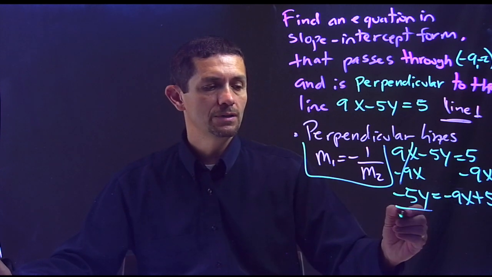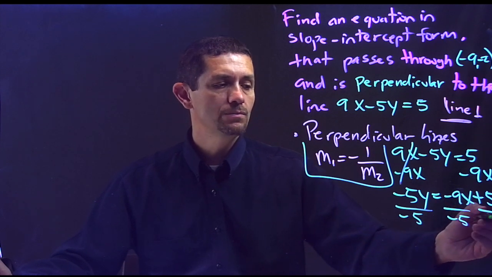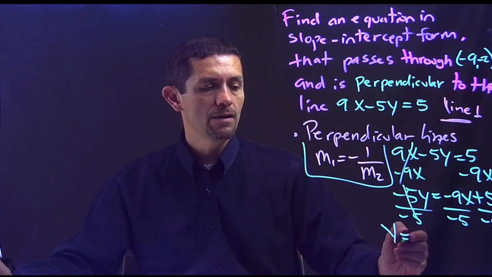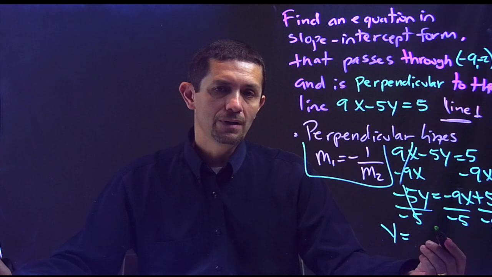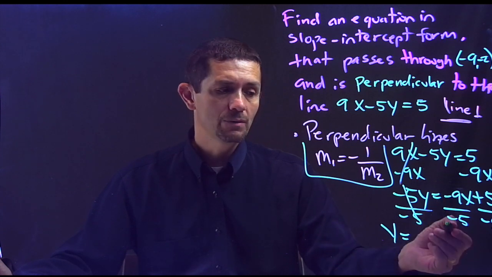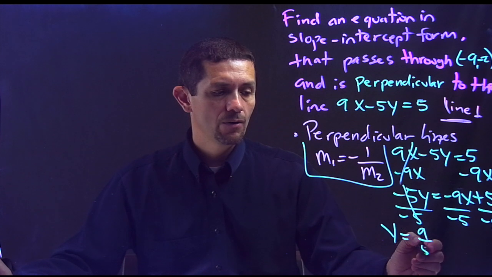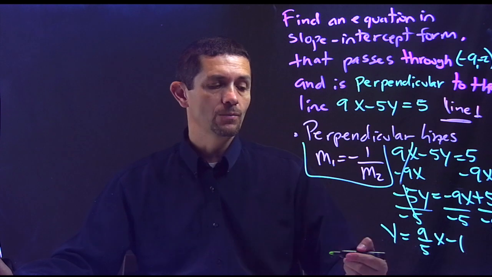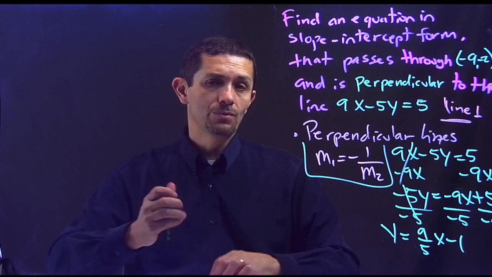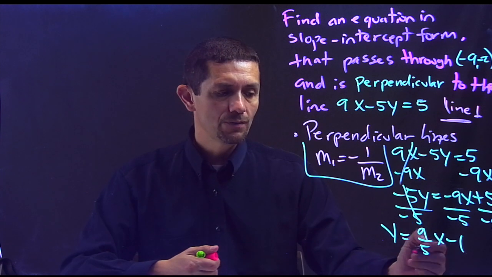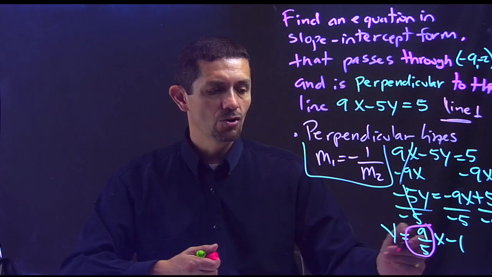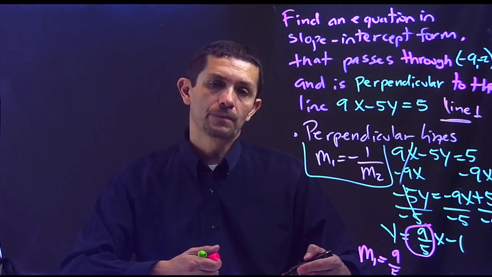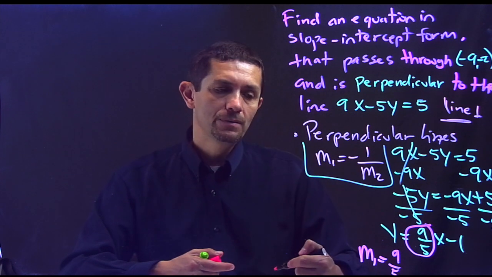To leave the y by itself, divide every single term on both sides by negative 5. The negative 5's cancel, and I have y equals negative 9 divided by negative 5. Negative divided by negative is positive, so I have 9 over 5 x. Positive 5 divided by negative 5 gives me negative 1. How much is my slope? The slope is the number in front of the x. So this is your slope. Therefore, slope number 1 is 9 over 5.